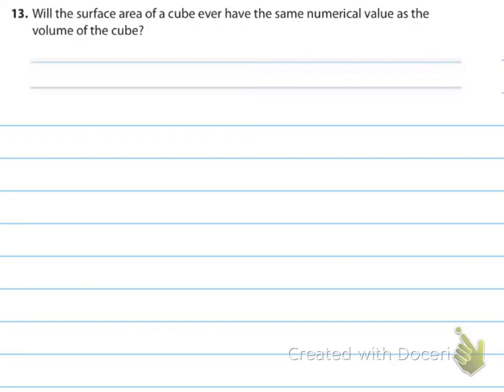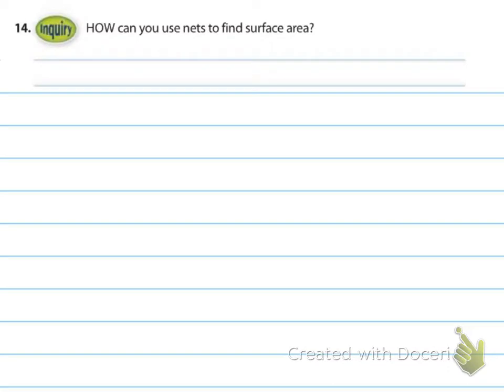Will the surface area of a cube ever have the same numerical value as the volume of the cube? Interesting. That's a real thinker. You guys can go ahead and think about that, but I think this video is long enough.